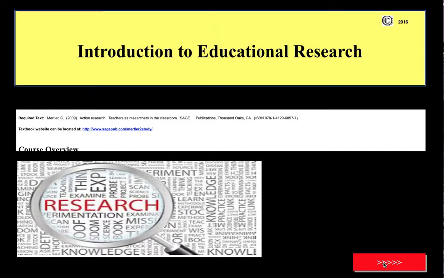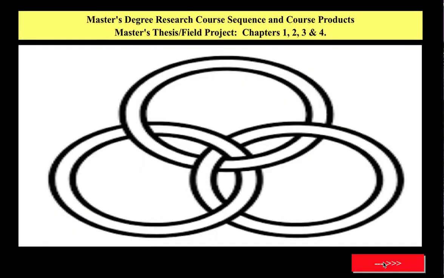Well, let's take a look at then what you're going to encounter. So this is the master's degree research course sequence and course products. And just as a general overview, at the end of the 3 different courses that you will take for your research component of your master's degree, you will wind up with a thesis or a field project, which we'll discuss thoroughly in a little bit, which will consist of 4 chapters, chapters 1, 2, 3, and 4.